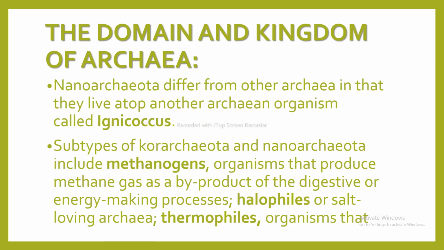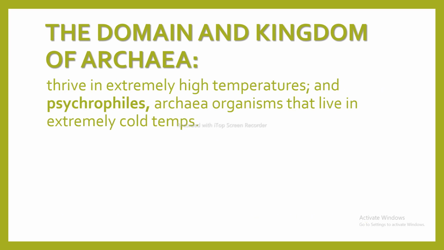Nanoarchaeota differ from other archaea in that they live atop another archaeon, which is called Ignicoccus. So subtypes of Korarchaeota and Nanoarchaeota include methanogens, organisms that produce methane gas as a byproduct of digestive or energy-making processes, halophiles or salt-loving archaea, thermophiles, organisms that thrive in extremely high temperatures, and psychrophiles, archaea that live in extremely cold temperatures.